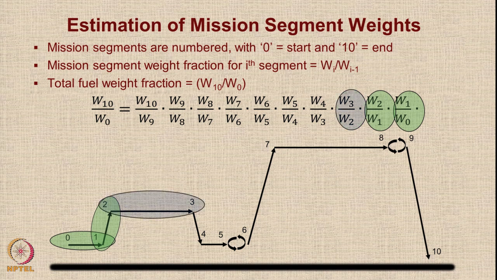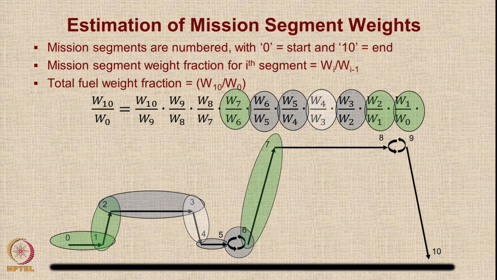For the cruise segment, of course, we have to calculate the weight fraction in cruise. For the descent segment, we are going to ignore the consumption of fuel. That is why I put it in white color. Then the dash segment is like a cruise segment, but at a very high Mach number. So even though it is a very small distance of 50 nautical miles, you will notice that there will be a large consumption of fuel. And for the loiter segment, for 20 minutes there will be a consumption of fuel, so that also has to be calculated.